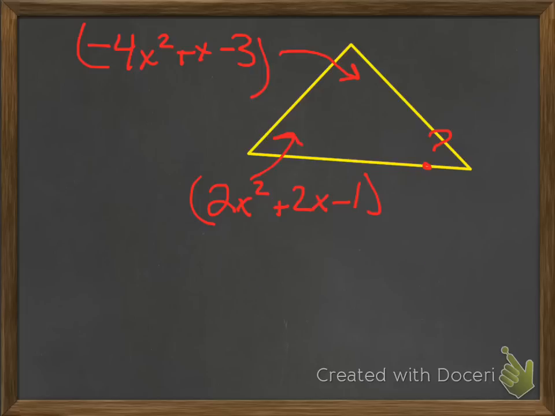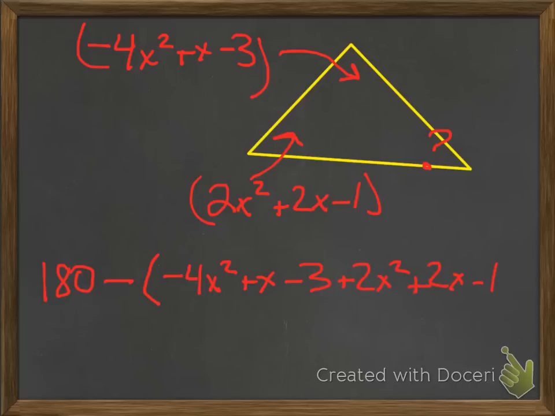Alright, so this is how you should have set it up. You should have had 180 minus the sum of those two angles. So negative 4x squared plus x minus 3 plus 2x squared plus 2x minus 1. Everything inside these parentheses I'm going to go ahead and combine, if I can combine them.